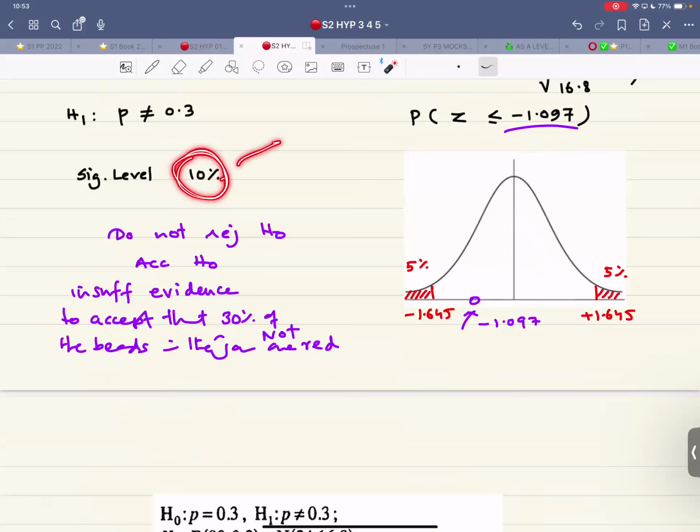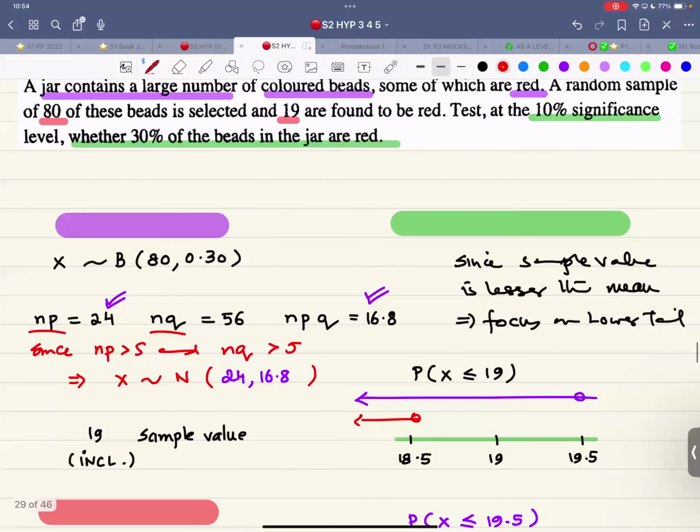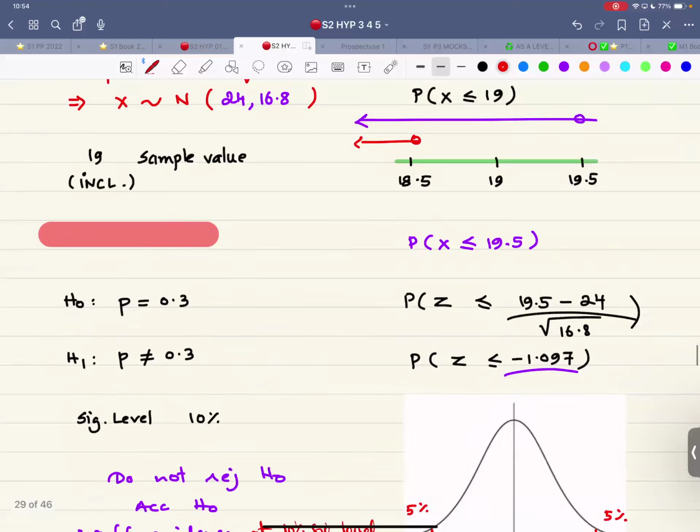10% significance value splits into two, 5% on the lower tail, 5% on the upper tail. Z value is 1.645, negative 1.645. This value lies outside of the critical region. What is the conclusion? Do not reject H0, accept H0. There is insufficient evidence and make a habit of writing at 10% significance level. And what are we talking about? Whether the 30% of the beads in the jar are red.